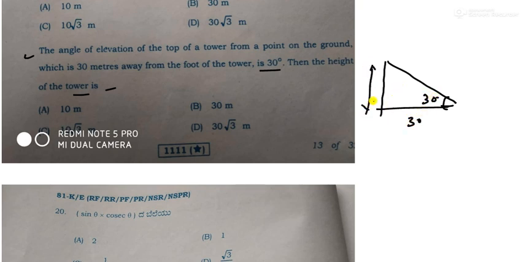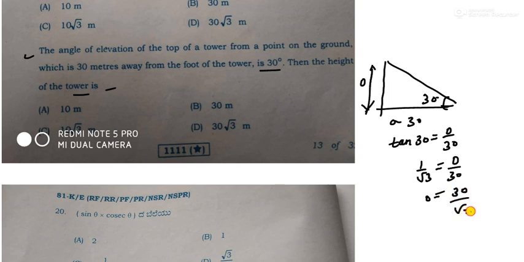Question number 19 is, the angle of elevation of top of a tower from a point on the ground which is 30 meter away from the foot of the tower is 30 degree. Then the height of tower is dash. Okay, so it is like this. Height is how much? So this is opposite, this is adjacent. So tan theta, correct? Tan 30 is equal to O by 30. What is tan 30? It is 1 by root 3, which is equal to O by 30. So O is how much? Just do cross multiply. 30 by root 3.